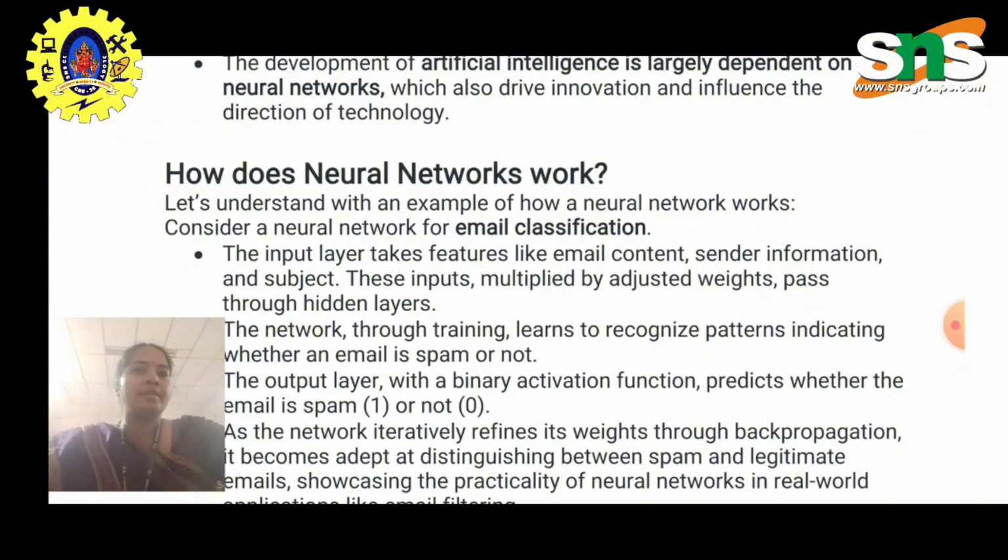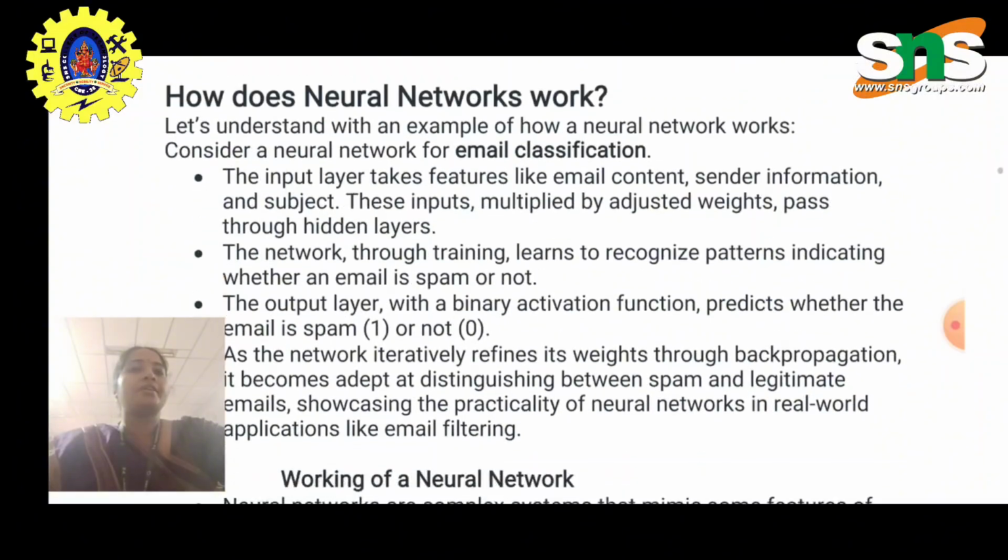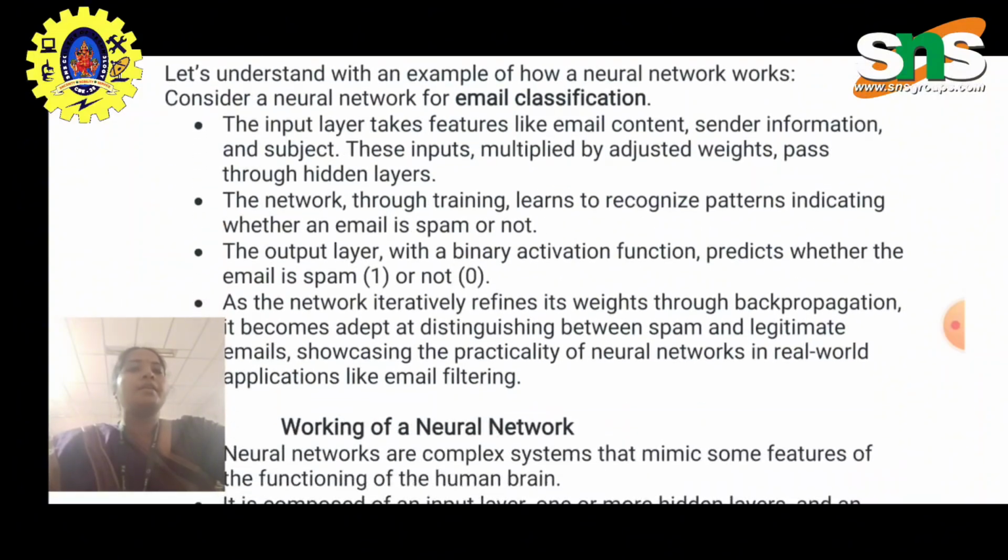Here the input layer takes up features like email content. We can take the inbox, right? So the sender information. What are those things inside the email inbox? We have the content, then sender information, subject. These inputs multiplied by adjusted weights pass through the hidden layers. Hidden layers, in the sense, are the neurons. The network, through training, learns to recognize patterns indicating whether an email is spam or not.